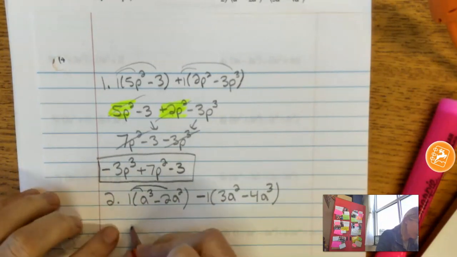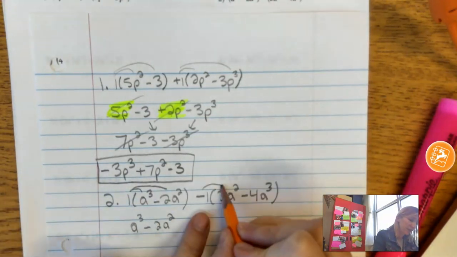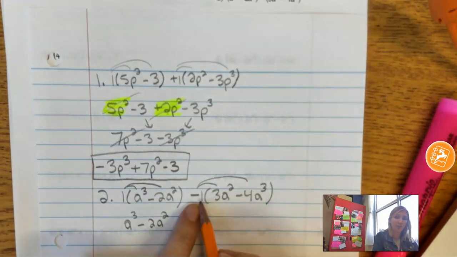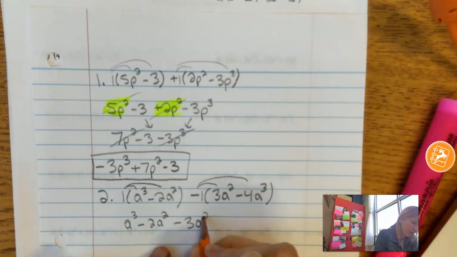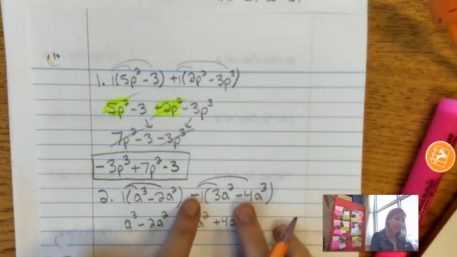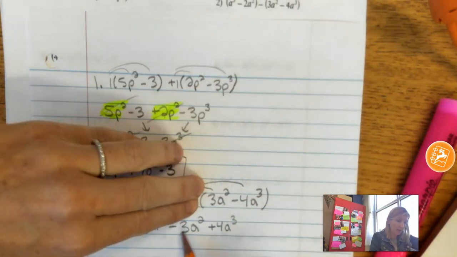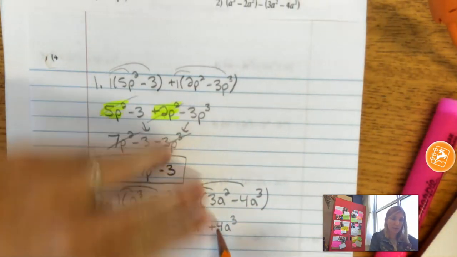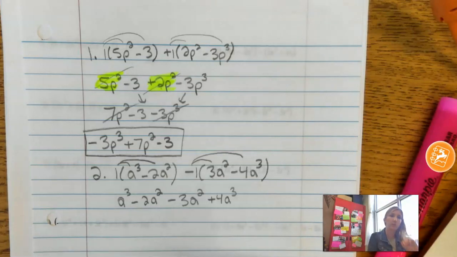The 1 doesn't change anything, so this is going to be a cubed minus 2a squared. Now this time, my signs change because I'm multiplying both of these terms by negative 1. So now this is going to be minus 3a squared, and this is going to be plus 4a cubed. A negative times a negative is a positive. So really you're just switching both of the signs in here. This positive 3 becomes a negative 3, and this negative 4 becomes a positive 4. Now we're ready to identify our like terms. Go ahead and identify what you think are the like terms.